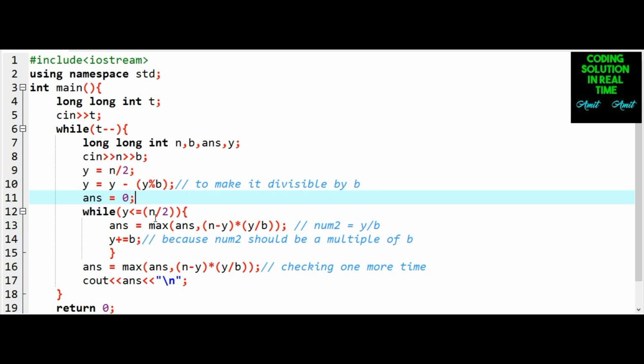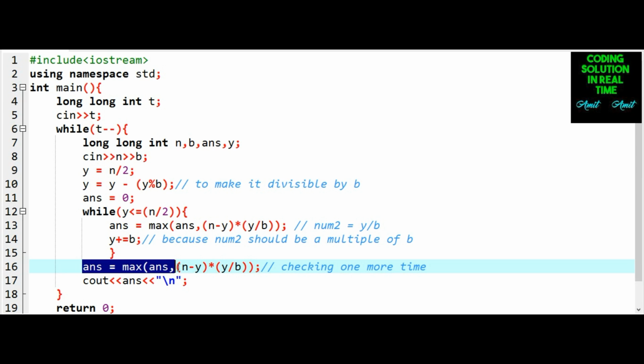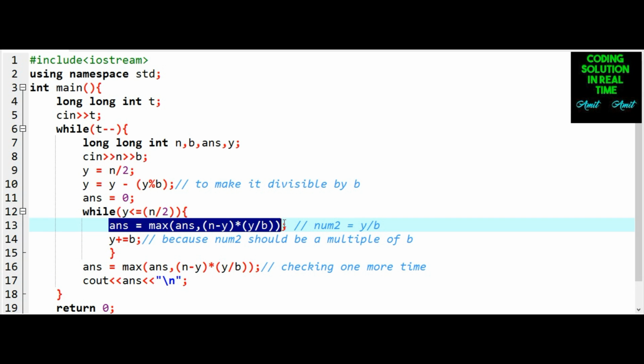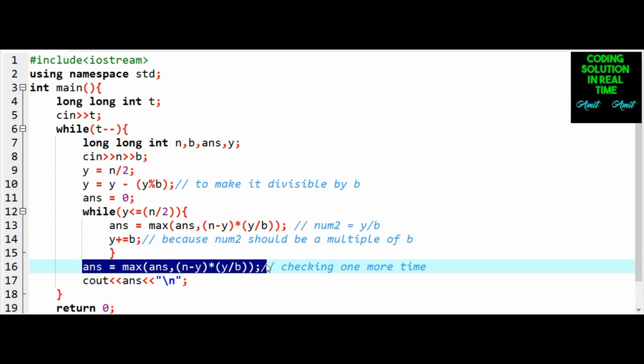So while Y is less than or equal to N by 2, answer is equal to the maximum of answer and num1 into num2. Now increment Y is equal to Y plus B, because num2 should be a multiple of B, as we already discussed in the theory section. Now again checking answer is equal to the maximum of answer and num1 into num2. So this one and this one are both the same.